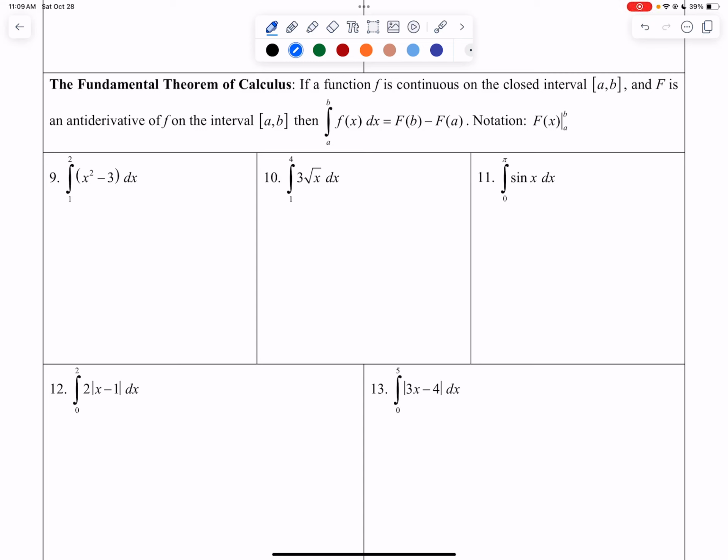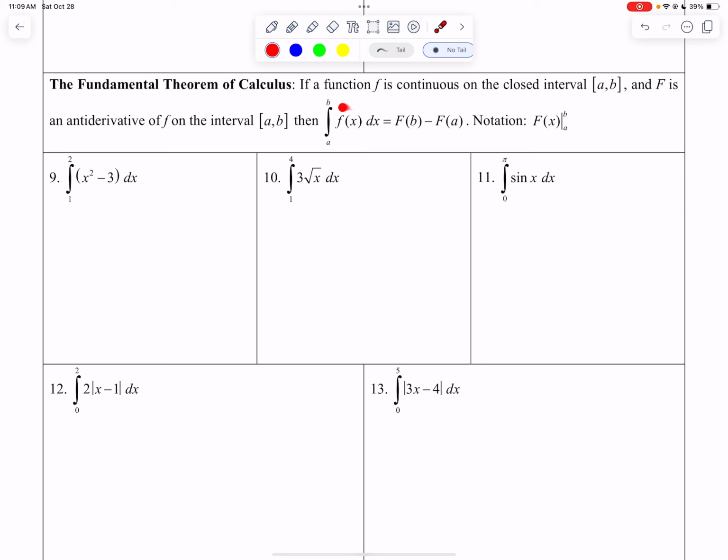Alrighty, in this video, we are going to be talking about the fundamental theorem of calculus. So if we have a function, denoted by little f, that's continuous on the closed interval a to b, and big F is the antiderivative of f on the interval a to b, then the integral from a to b of little f of x is going to be equal to the antiderivative of f at b minus the antiderivative of f at a.